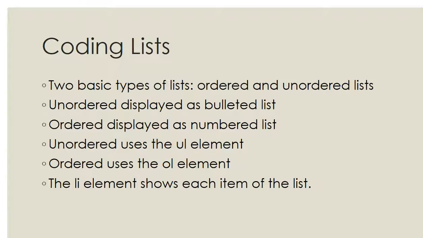Now we're going to talk about coding lists. There are two basic types of lists. There are ordered and unordered lists. By default, an ordered list is displayed with numbers, and an unordered list is going to have bullets, but you can always change those in CSS. Your unordered list will use your UL element, and your ordered list will be your OL element, and each one of those is going to have an LI element that names the item in each list.